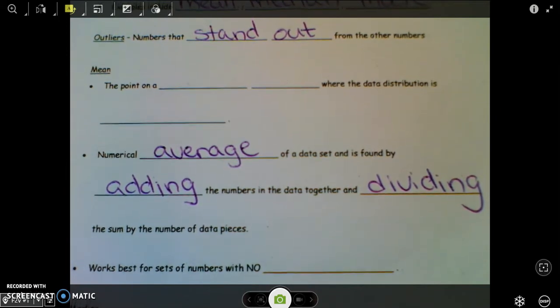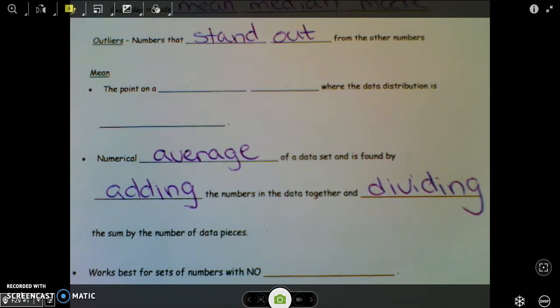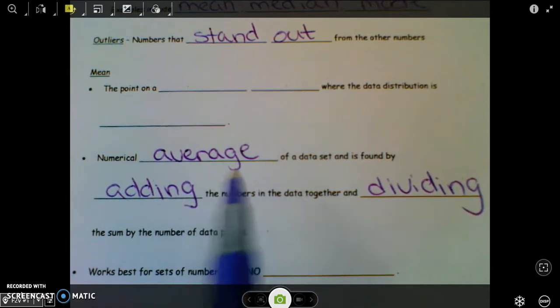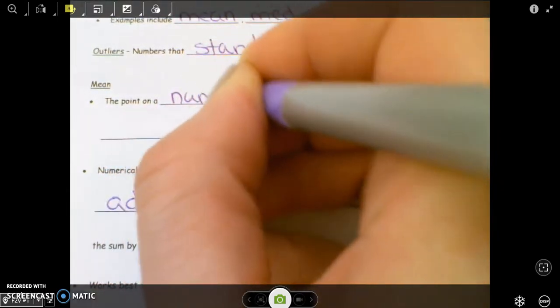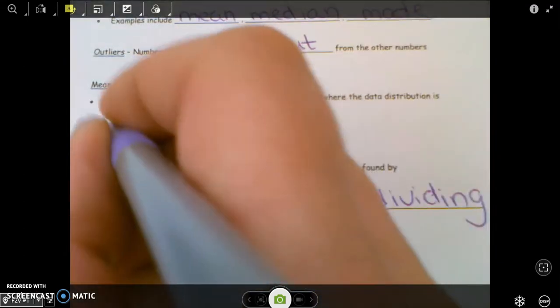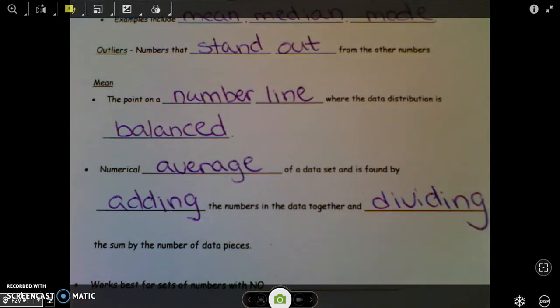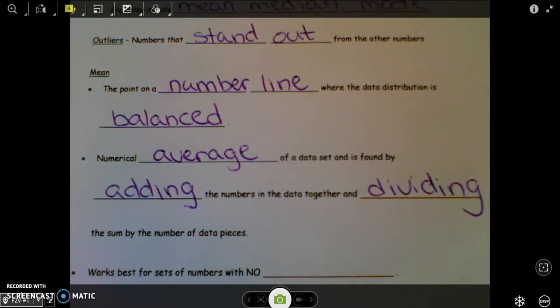So now I'm going to go back up to the first bullet point. What we're going to be looking at for mean this year is not just this definition of adding and dividing, but looking at mean as the point on a number line where the data distribution is balanced. So we're looking at our number line and thinking of it as kind of a balanced scale, and the mean is the point where all the values would be balanced. It's a little bit different way of looking at things. We're going to dive a little bit deeper into that as we go through our unit.